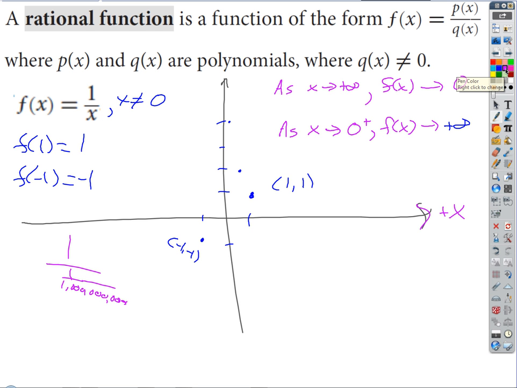So what does the behavior look like then? Let's look at this. It's really interesting. Look what this function does. It's going to go, it looks like that, doesn't it?